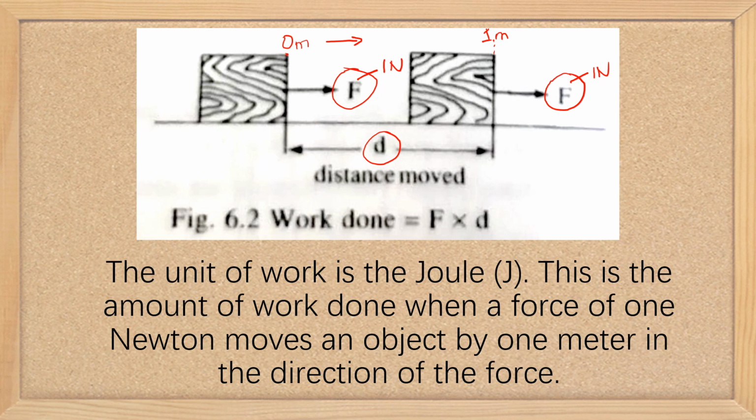In the unit of work, we are using the unit joule, abbreviated as letter J. Your joule means the amount of work done when a force of 1 Newton moves an object by 1 meter in the direction of the force. As you pull the object to the right, the object is also moving to the right, the same direction as my applied force.